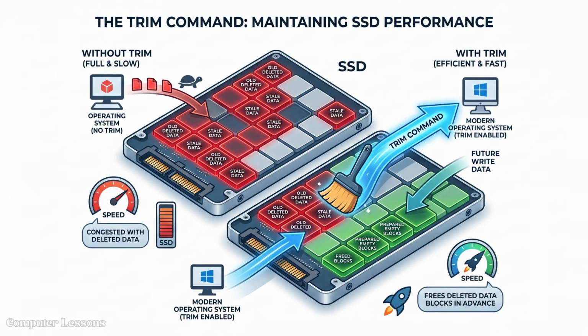The trim command allows the operating system to tell the SSD which data blocks are no longer used. This information helps the drive maintain high write speeds by preparing empty blocks in advance for future writes. Without trim, an SSD would slow down as it becomes full of old deleted data.